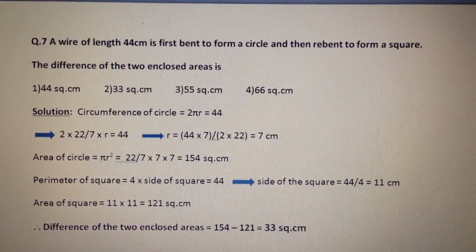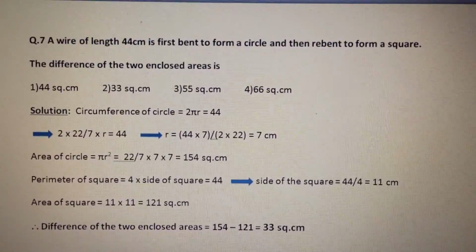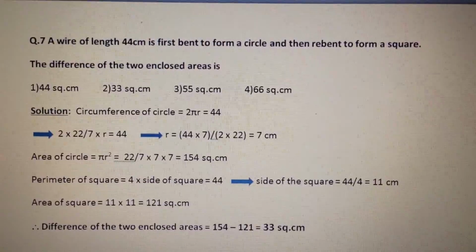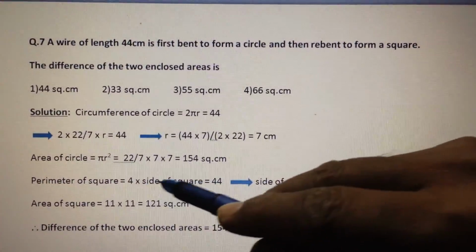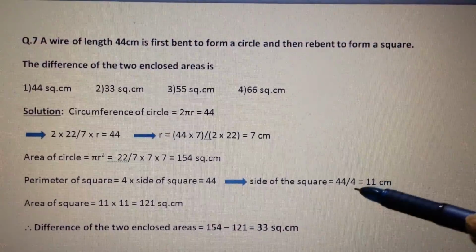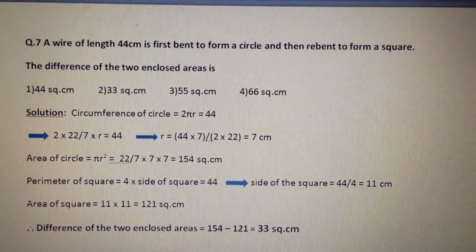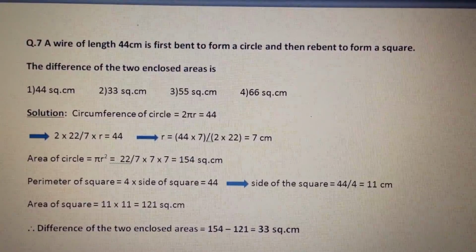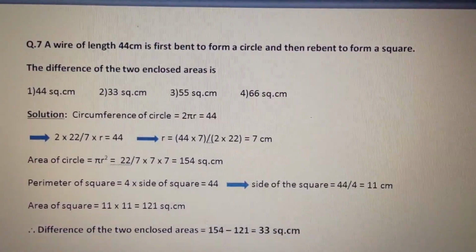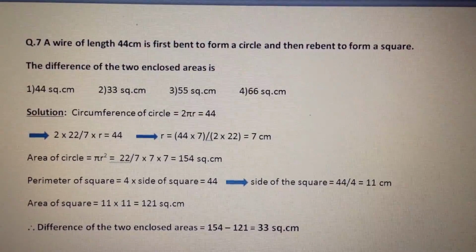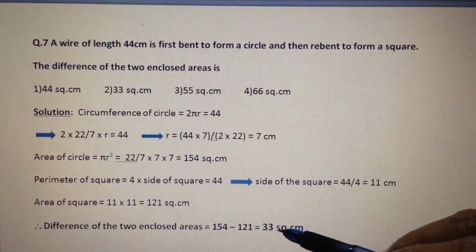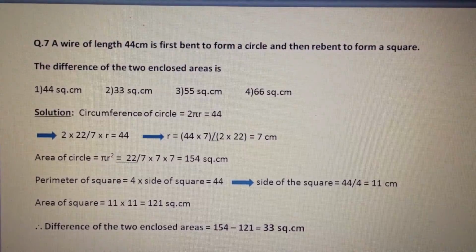Now it is also given that the wire is rebent to form a square. So the wire's length is equal to the perimeter of the square. Now the perimeter of the square is equal to 4 into the side of the square, which is equal to 44. Now the side of the square is equal to 11 centimeters. Now the area of the square is s square, or the side square, which is equal to 11 into 11, which is equal to 121 square centimeters. Now the difference of the two areas is equal to 154 minus 121, which is equal to 33 square centimeters.